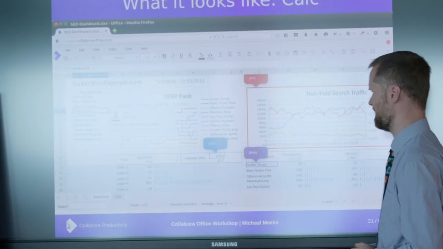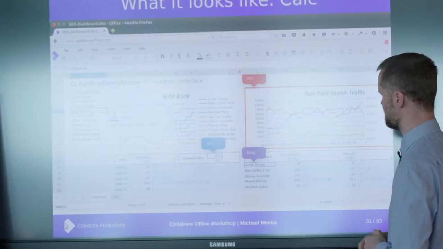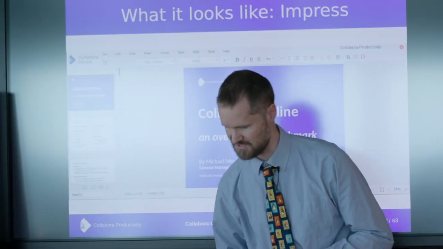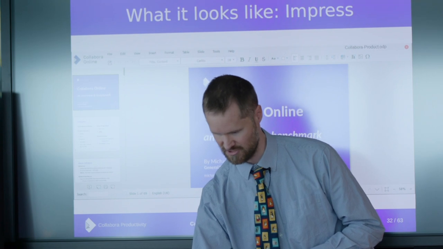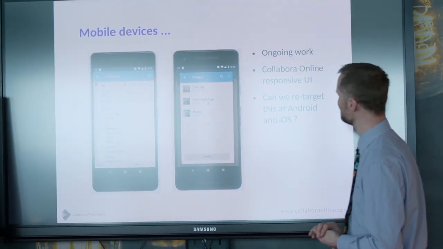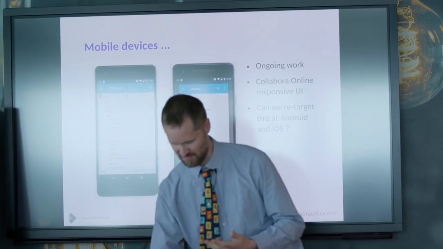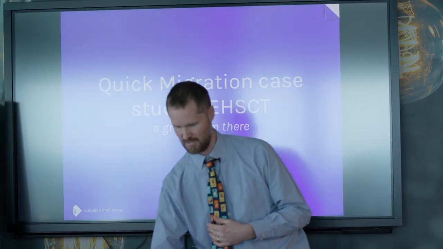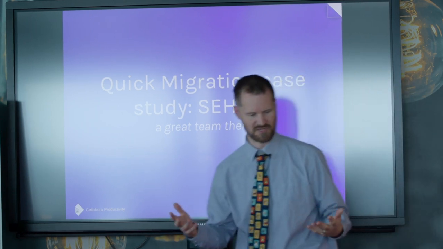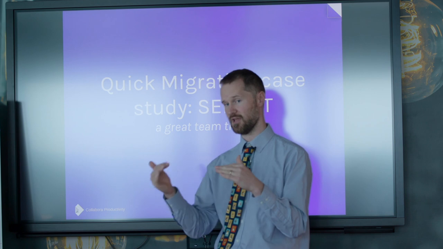So we can win effectively in this environment. We can make chart editing actually work and be rich and attractive, and so slides pretty much is what it looks like that. And of course, bring it to mobile as well, so you can have fun things there as a responsive UI for the same online collaborative editor. So that's pretty much all I was going to say about migration. I'd just like to go through a quick case study.